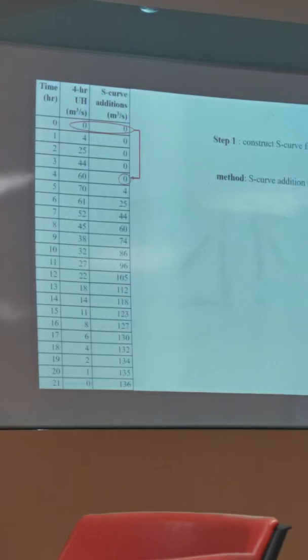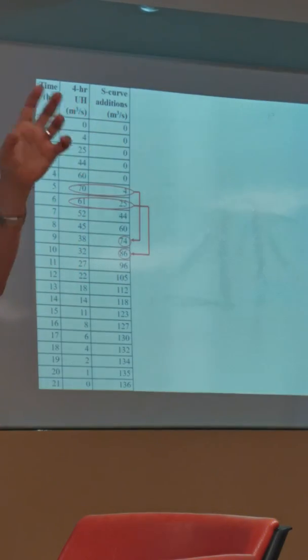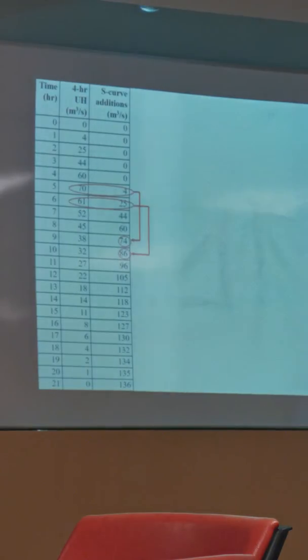So that number becomes here, the 4 becomes here, the 25 becomes here, the 44 becomes here, and the next one will be 60 plus 0, this plus this to get this number, this 70 plus 4 to give you this number, and 61 plus 25 gives you this number, and so on. This is the S-curve addition. If you don't believe this is correct, go home and look at your Excel by shifting every hydrograph by 4 hours, the next one by 8 hours, the next one by 12 hours. You add across, and you find that it's exactly the same, because that's already included in the addition.